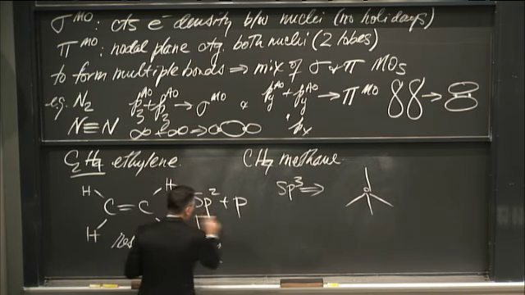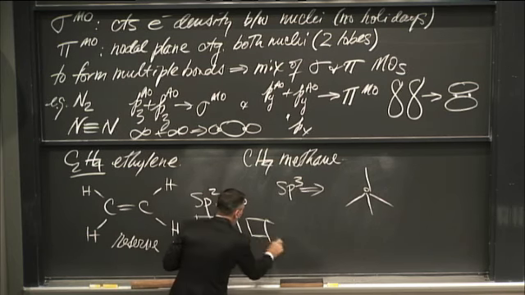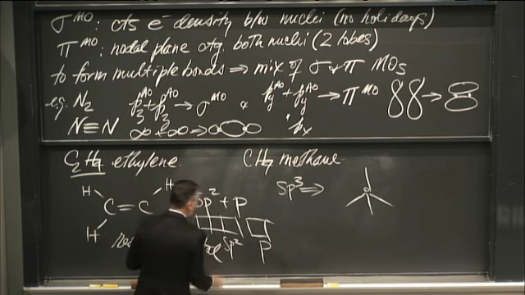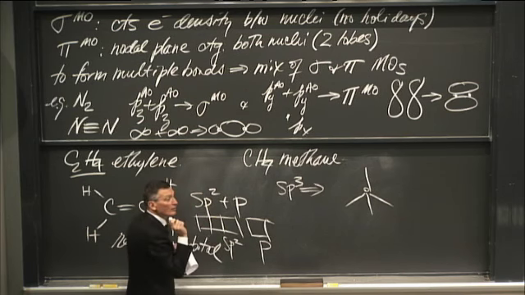And the box notation for that looked like this. Here's the p orbital that's not been hybridized. These are the sp2 orbitals that are a mix of s, and I'm taking 2 of the p's and I'm leaving 1 of the p's unmixed.